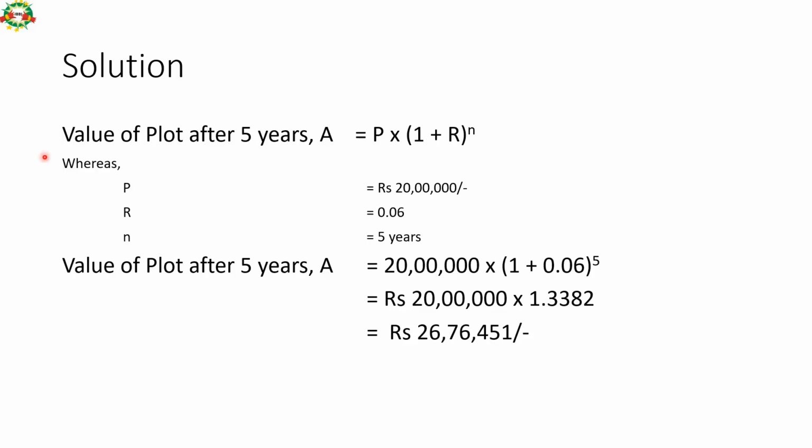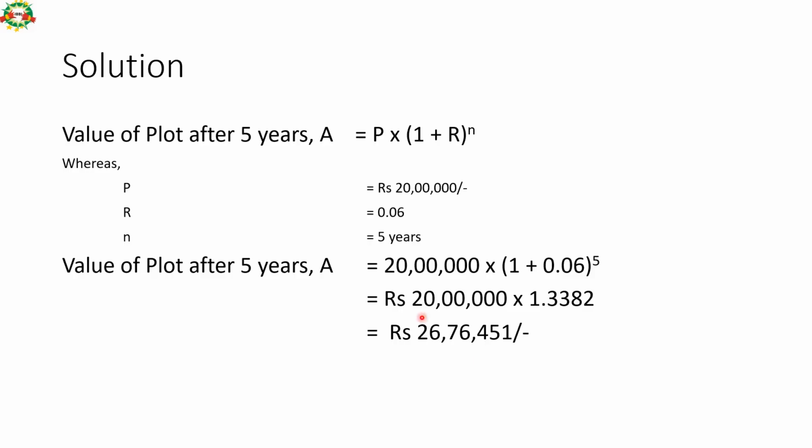So now we know the formula, which is gross value after 5 years is equal to P into (1 plus R) raised to power n. This is the data given in the question, and if we enter all these values, we get the answer: 27 lakh 76,451. This is the future value of the land after 5 years, assuming 6% rate of return on the property and initial investment of 20 lakh rupees.